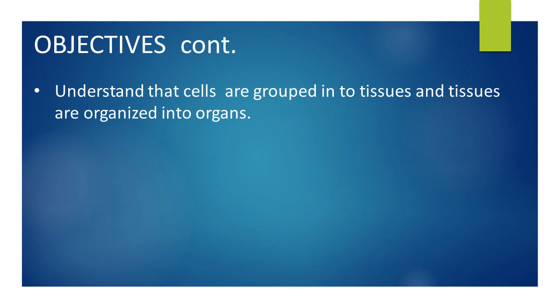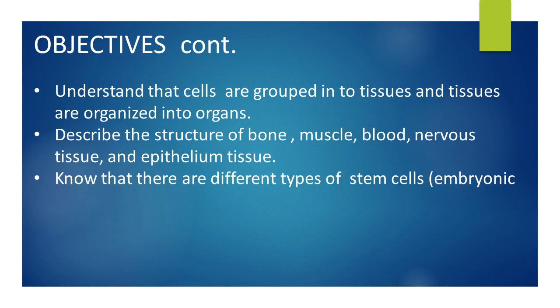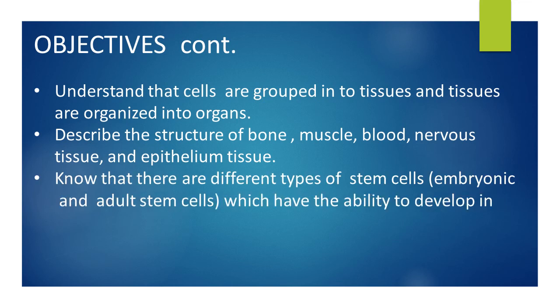And to understand that cells are grouped into tissues and tissues are organized into organs. And then to describe the structure of bone, muscle, blood, nervous tissue and epithelium tissue. And know that there are different types of stem cells, embryonic and adult stem cells, which have the ability to develop into other body cells.